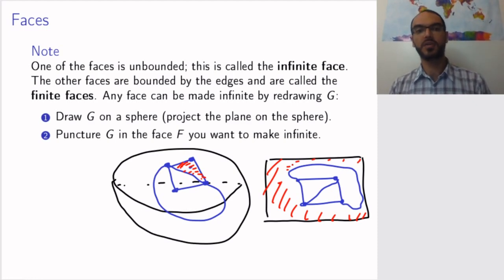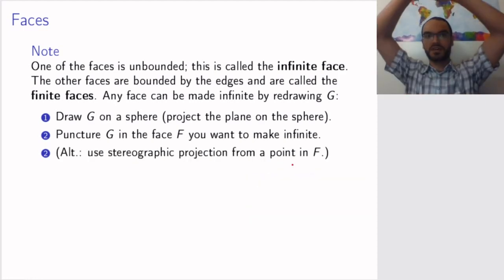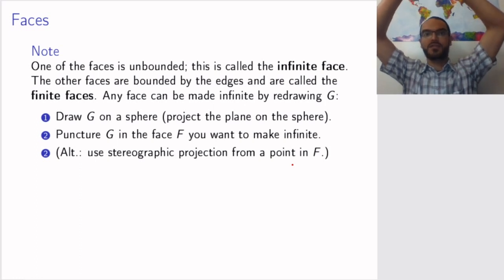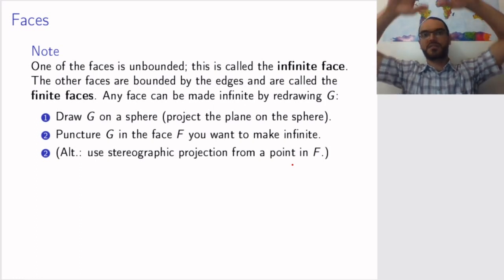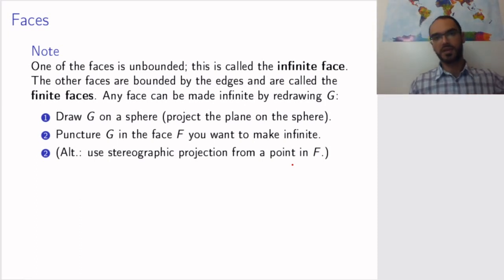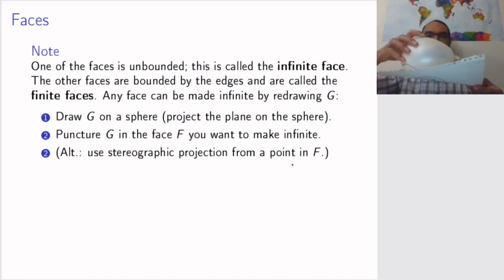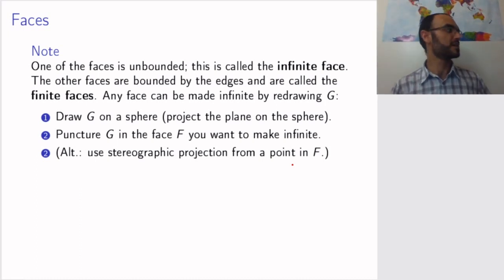If you are not happy with puncturing the sphere, but you know something about stereographic projection, that is another way to do it. Stereographic projection is a way to project a sphere minus a point onto a plane. The way to do this is that you put the sphere on the plane and then you project from the point that you have removed. If you are not familiar with stereographic projection, just forget about this part. But anyway, you can make any face infinite.